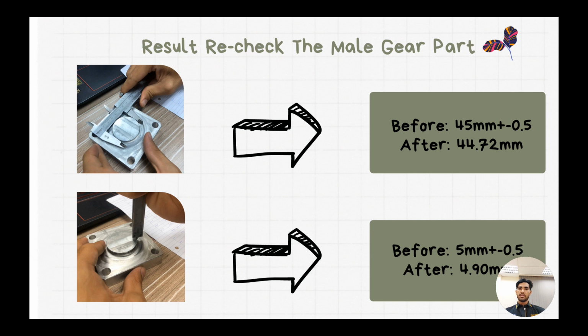Next slide is for the third measurement, the round diameter above the male gear part, which is 45 millimeter before and 44.72 millimeter after. Then the fourth measurement is the diameter of the round, which based on the drawing is 5 millimeter, and after machining we get 4.90 millimeter.